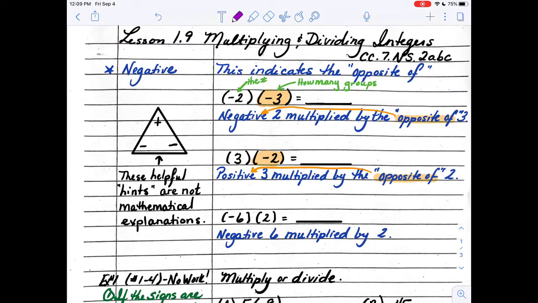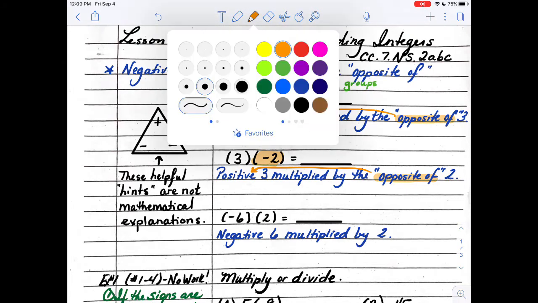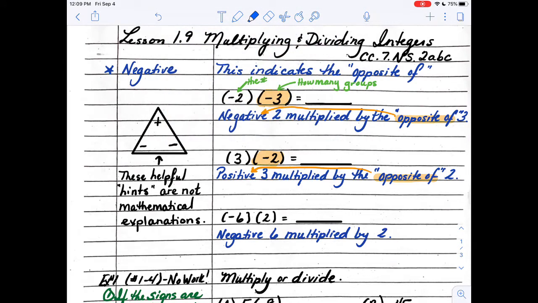Okay, we're going to look at lesson 1.9, which is our multiplying and dividing of integers. One thing I want you to be aware of is what a negative actually means. A negative actually indicates the opposite of. That's the mathematical meaning of a negative.